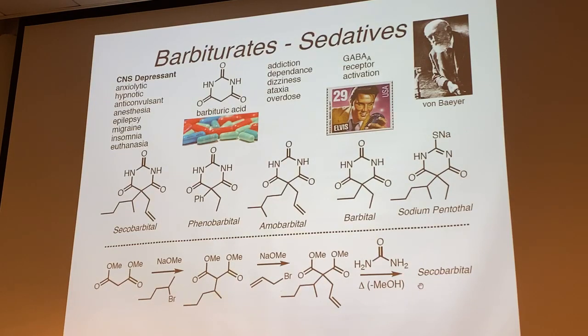But here's how Eli Lilly still makes secobarbital on ton scale. They start with malonic ester. So here's the dimethyl ester of malonic acid. Treat with sodium ethoxide and then the secondary bromide. Like I said, this is an SN2 reaction. It's kind of slow with the secondary bromide, but you can get a high yield of this right here.